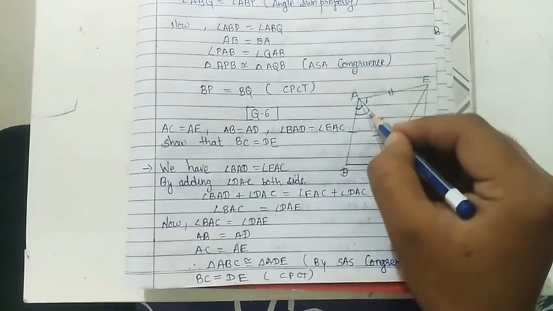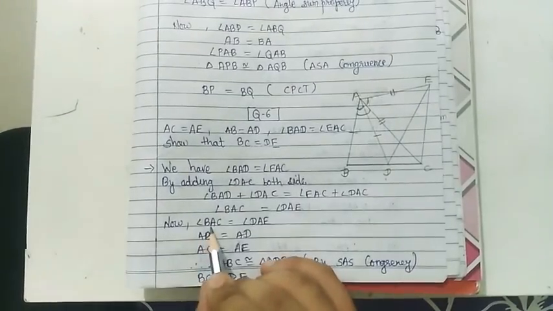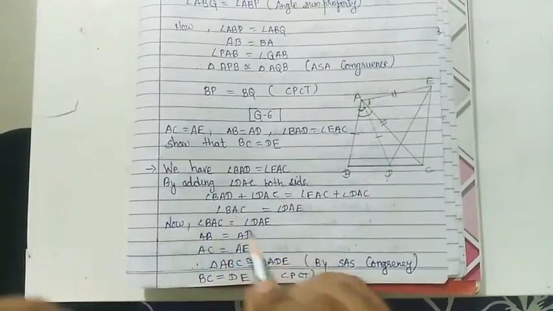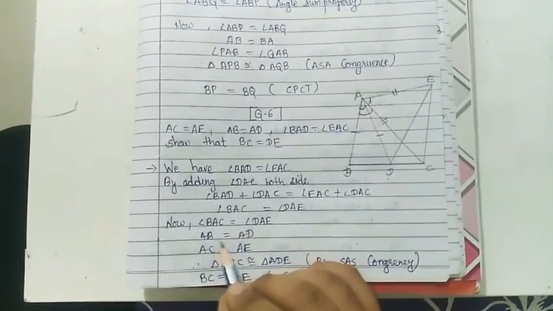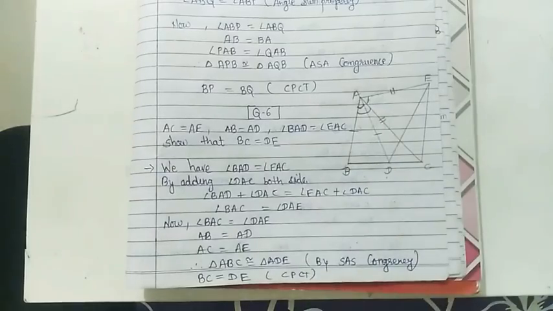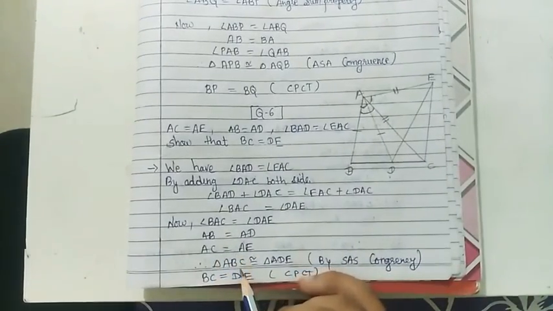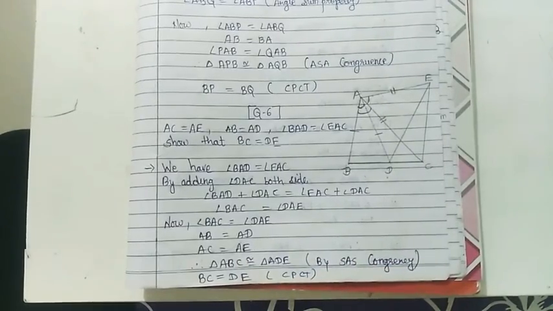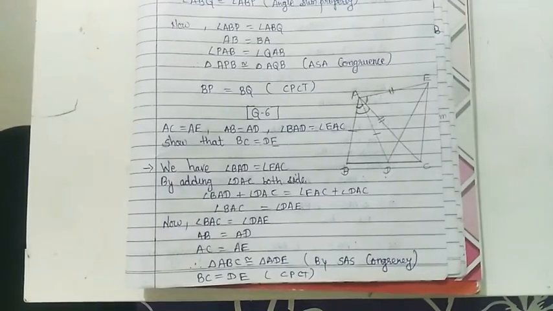Full angle we got here, this full angle. Now from the question, here we proved that BAC is equal to DAE. So we can write angle BAC is equal to angle DAE. AB is equal to AD because they are given in the question, and also AC is equal to AE. So according to side angle side congruency, triangle ABC is congruent to triangle ADE, and we can say that BC is equal to DE according to CPCT, meaning corresponding parts of congruent triangles are the same.